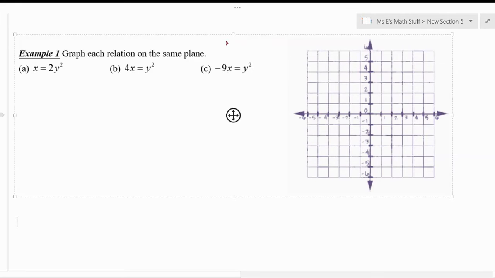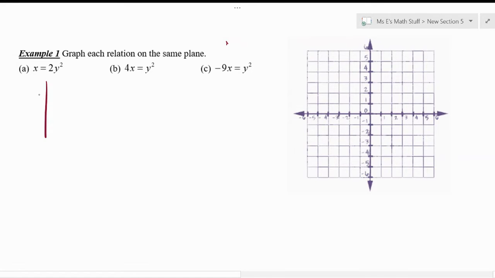Right, my friends, on this one, you could also have done a t-table like we have in the past. So I hope it makes sense that your inputs, these are functions of y, so it makes sense that you would put things in for y. And then just square your y value and then double the results.